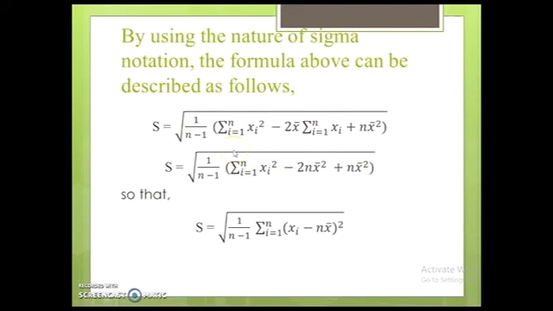By using sigma notation, the formula above can be described as follows: s equals the square root of 1 divided by n minus 1 sigma xi squared minus 2 x bar sigma xi plus n x bar squared, which equals the square root of 1 divided by n minus 1 sigma xi squared minus 2 n x bar squared plus n x bar squared, so that s equals the square root of 1 divided by n minus 1 sigma xi squared minus n x bar squared.